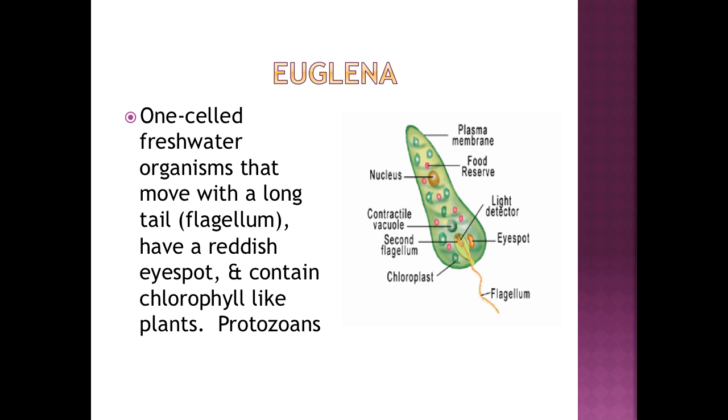Euglena is an example of a unicellular organism. As you can see, I have uploaded a diagram on this slide so that way you can see what it looks like and the different parts of Euglena. Euglena is a one-celled freshwater organism that moves with a long tail. That tail is referred to as a flagellum. It has a reddish eye spot and contains chlorophyll like plants do. So if it contains chlorophyll, that's why Euglena is green. It is considered a protozoan.